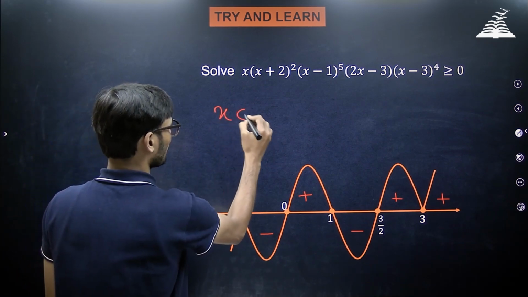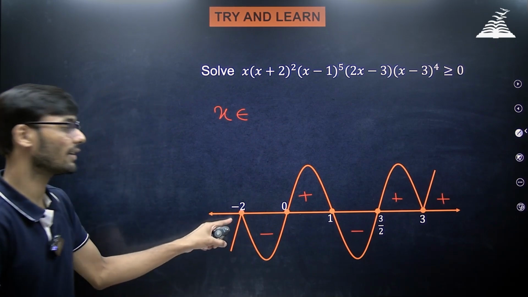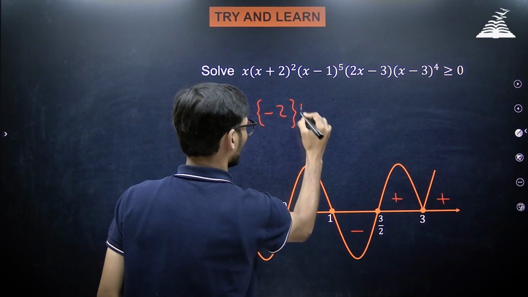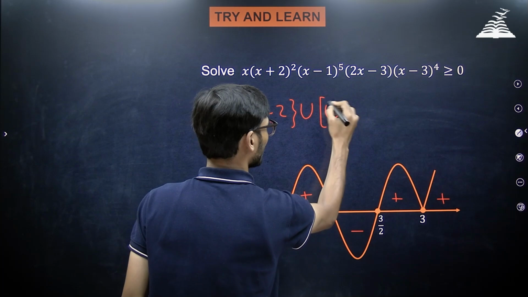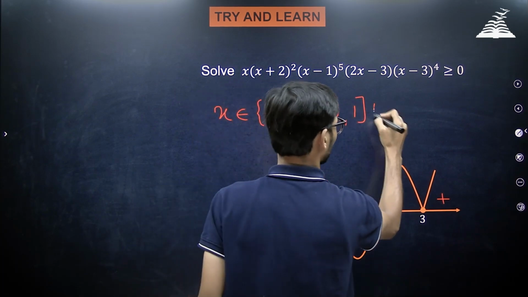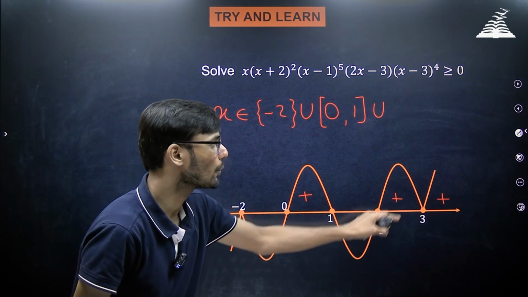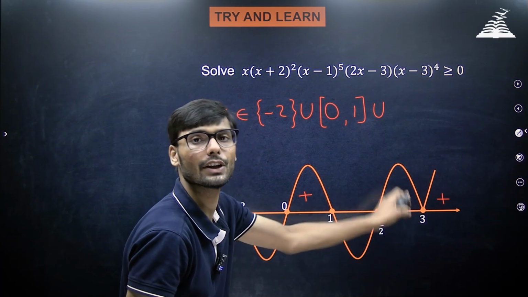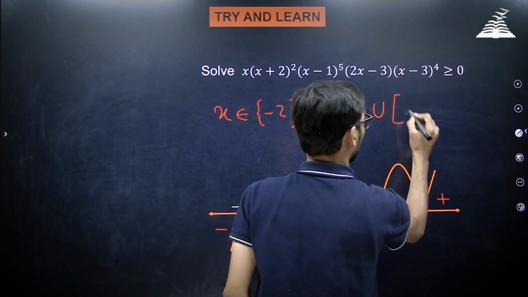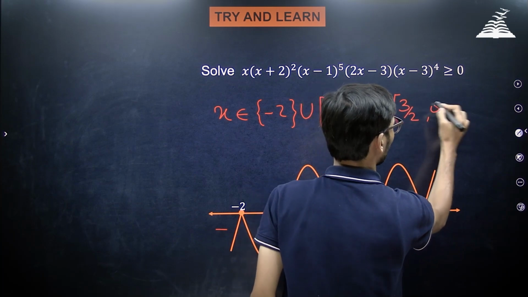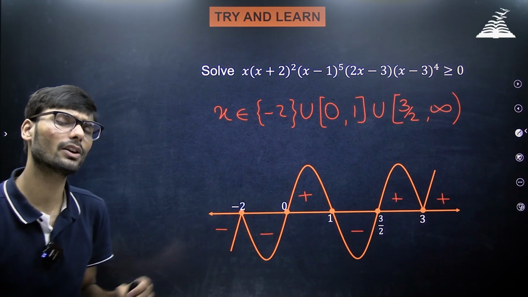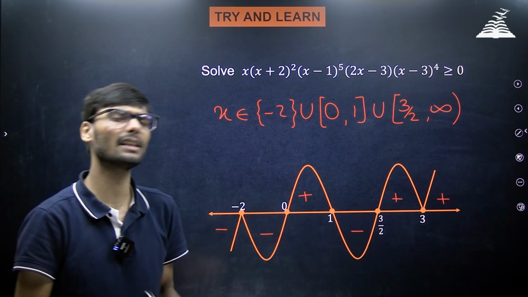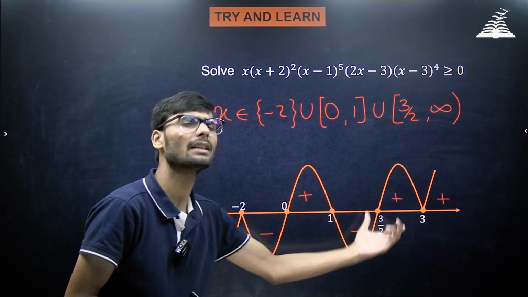Okay, so what will be our answer? X belongs to positive regions we are going to pick, but we need to pick each and every point. So minus 2 will be picked, union 0 to 1, closed at both, union 3 by 2 to infinity, right? You can also write 3 by 2 to 3, closed bracket at both, union 3 to infinity, but that is the same as writing 3 by 2 to infinity. Why? Because this includes the point 3 as well, right? Whether you take this and combine them or write that directly, it's the same thing. So you can also write the answer in another way.